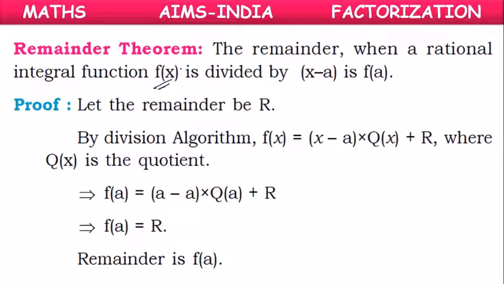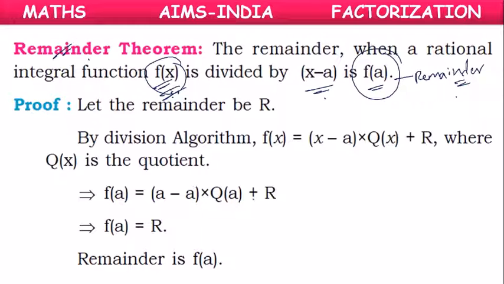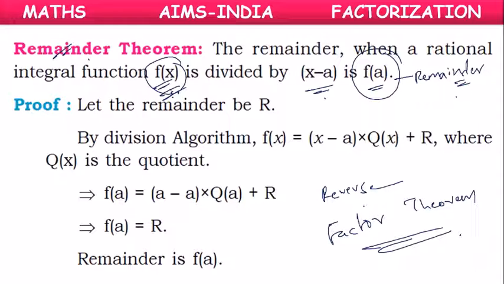So if they give any equation, assume it as f of x. If this f of x is divided by x minus a, then f of a will be the remainder. F of a will be the remainder according to the remainder theorem. It's the reverse of the factor theorem, which we have learnt already.